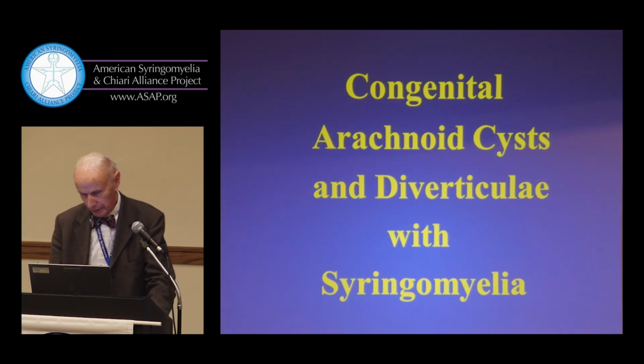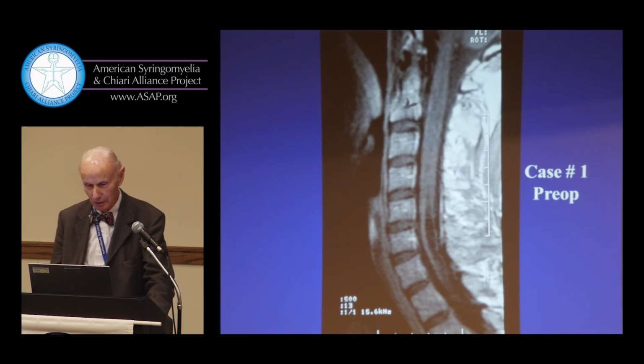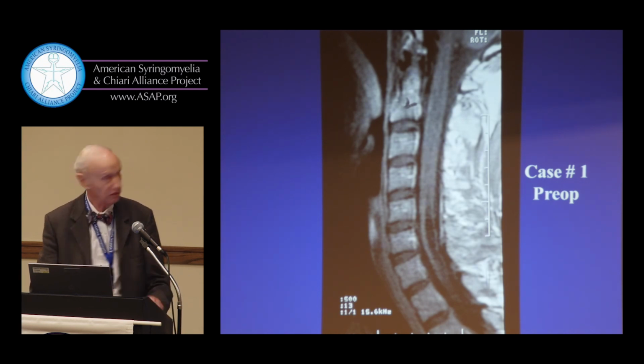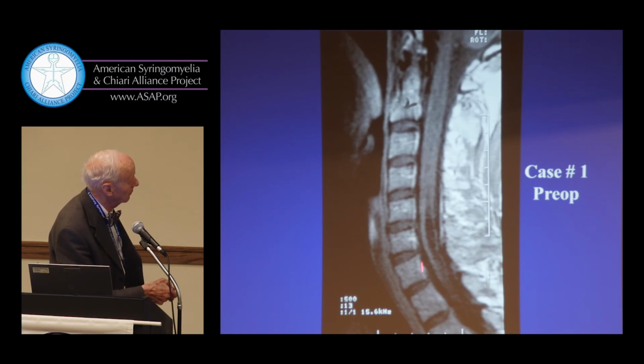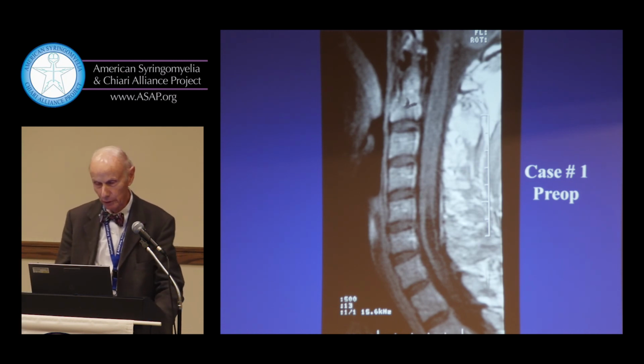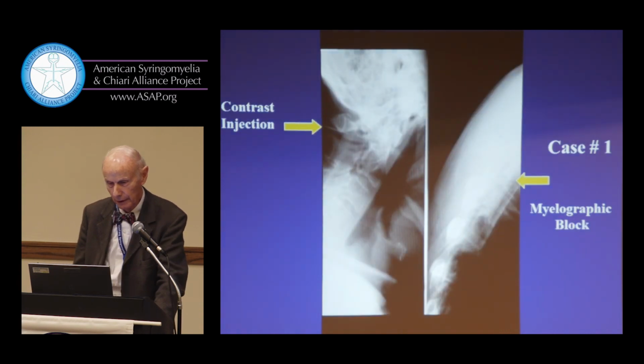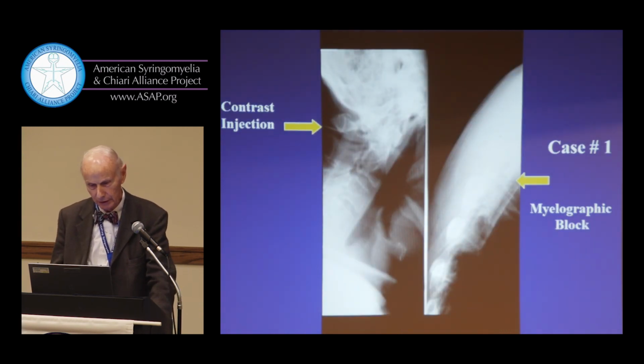So we're going to talk about congenital arachnoid cysts in a moment. And here is a patient who has a syrinx. You can see it right there. And I could not make out any area of abnormality that would lend itself to surgical treatment, and asked our radiologist to perform a contrast injection.